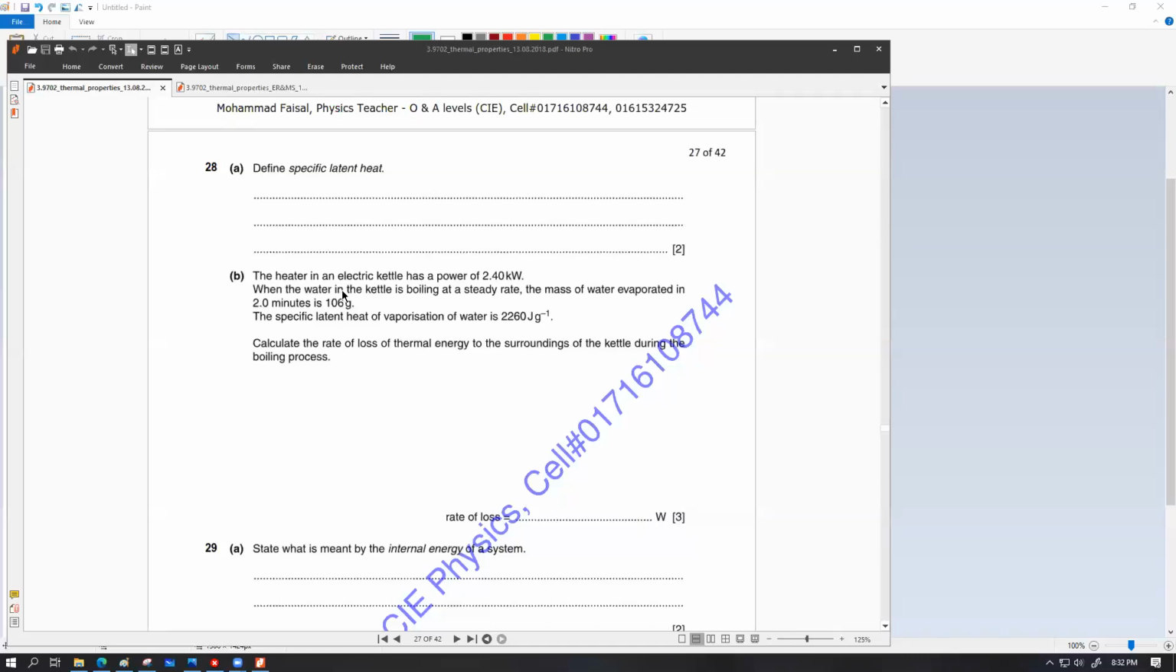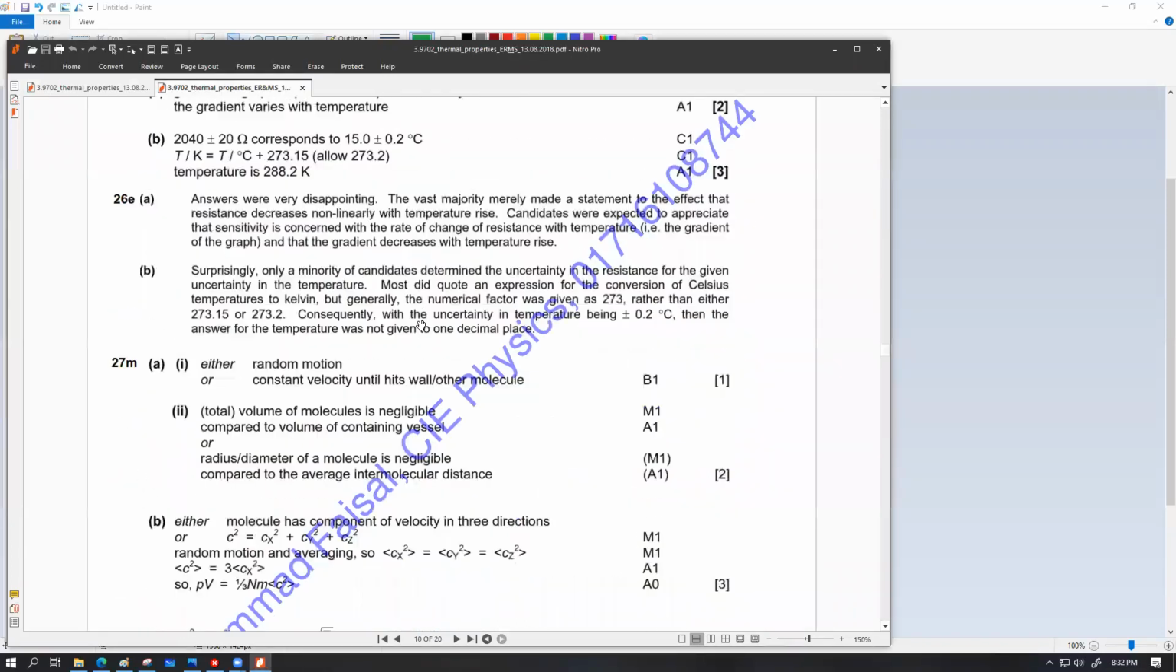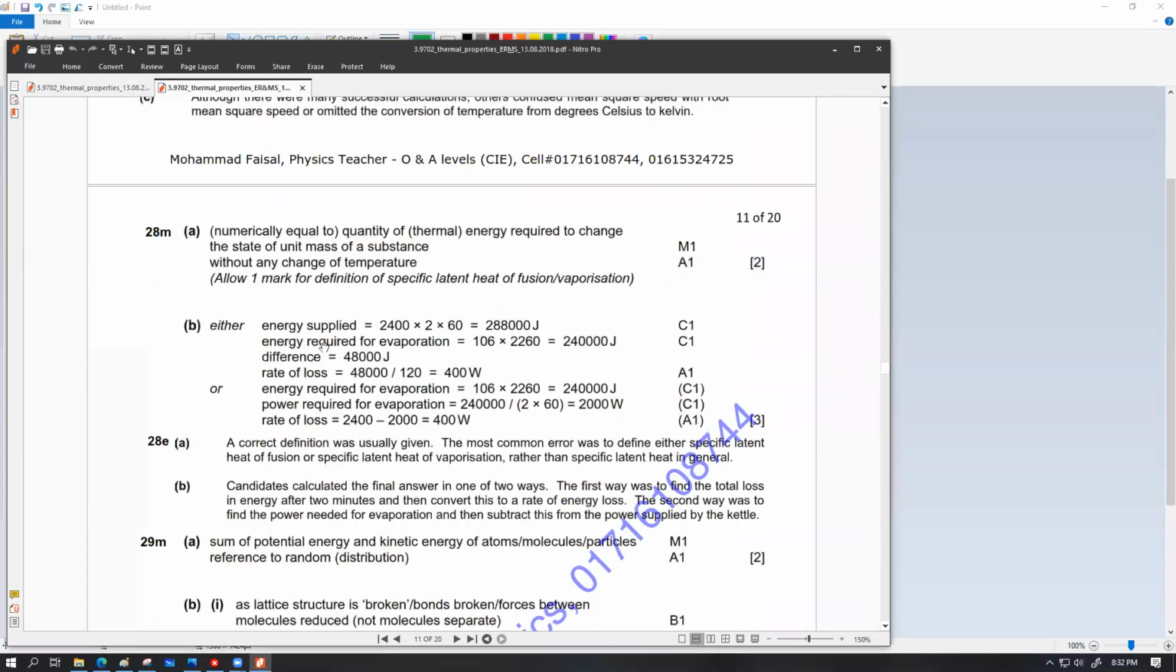Let me read the question. The heater in an electric kettle has a power of 2.40 kilowatt. The water in the kettle is boiling at a steady rate. The mass of the water evaporated in 2.0 minutes is 106 gram. The specific heat of evaporation is 2260 joule per gram. Find the rate of loss of thermal energy to the surroundings of the kettle during the boiling process. It works like this: energy supplied is this much, energy for evaporation is this much, the difference is this much, so the rate of loss is this much.